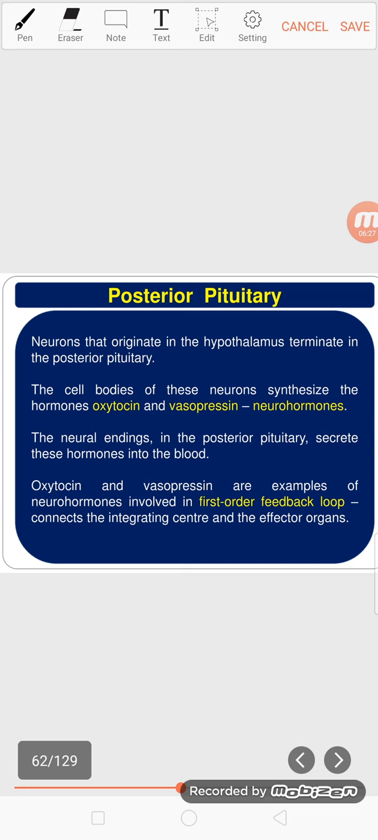You can see here the two examples, oxytocin and vasopressin. A new term here is neurohormones, meaning these hormones come from the posterior pituitary. The posterior pituitary is actually a neuron cell that can secrete hormones. So oxytocin and vasopressin are neurohormones, hormones secreted by a neuron.